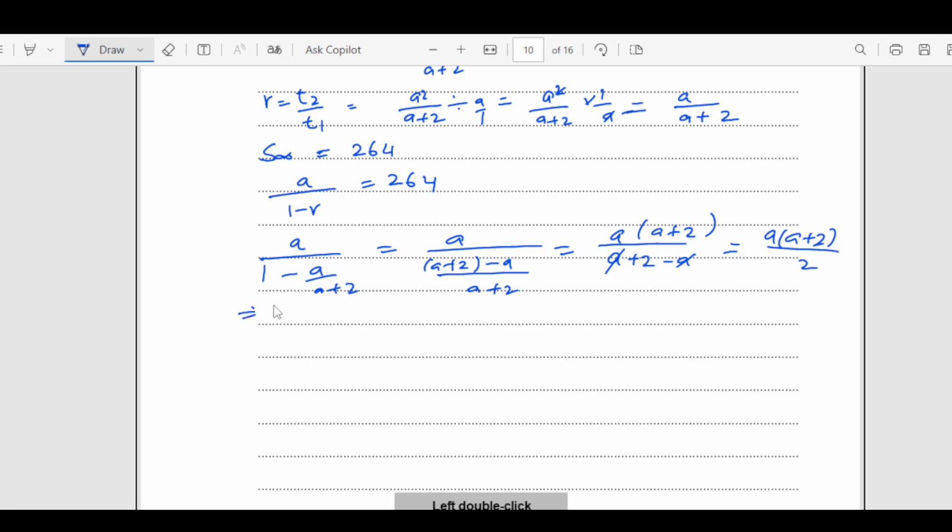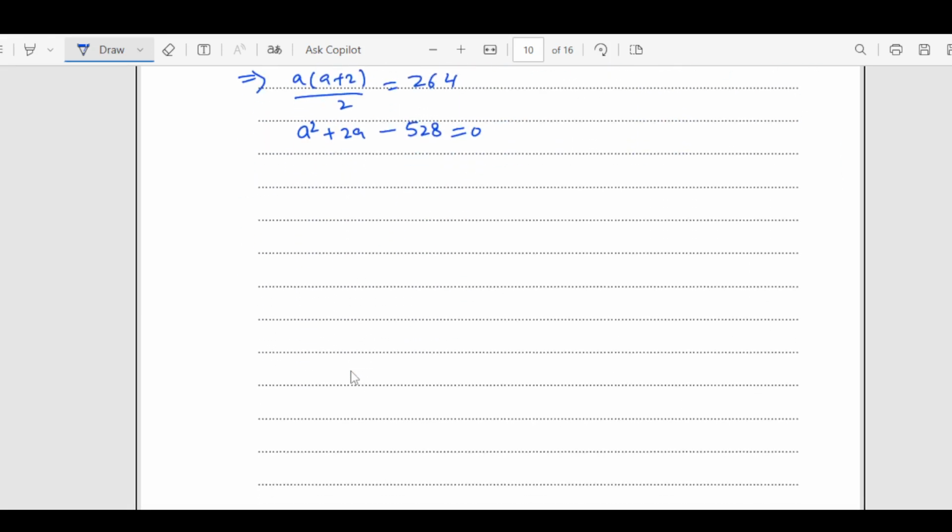So let me just rewrite this one. A into a plus 2 over 2 is equal to 264. Now when you expand the bracket, we get a squared plus 2a, and bringing the 2 to this side and everything on the left hand side, a squared plus 2a minus 528 equals 0. So this becomes a quadratic in a, and we can find the value of a by factorization.